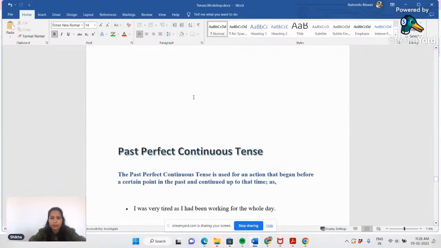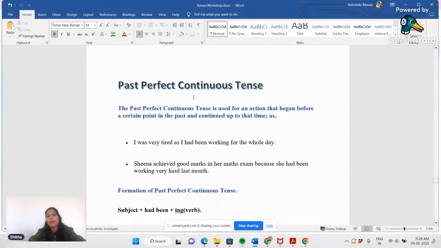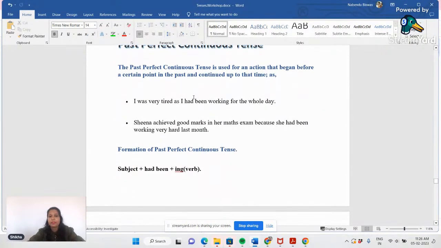So then we are moving towards past perfect continuous tense. Past perfect continuous tense is used for an action that began before a certain point in the past and continued up to that point. Okay, means some time back it started, but when I'm speaking it, at this point the activity has already taken place, right? So I was very tired as I had been working for the whole day.